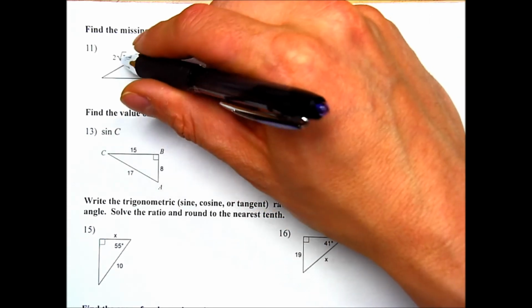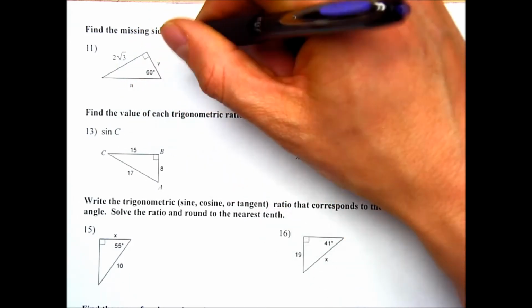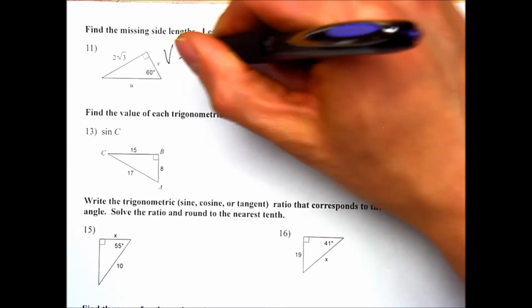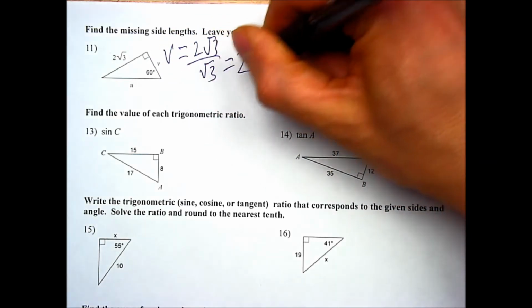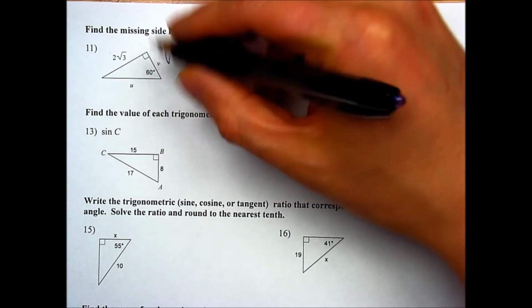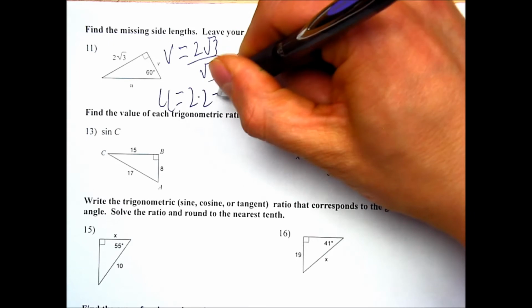So in other words, to get from this side, the one that's across from the 60, to this base side, I divide by the square root of 3. So 2 root 3 divided by the square root of 3 is just simply 2. And to get from this base side to the hypotenuse, I will double it. 2 times 2, 4.